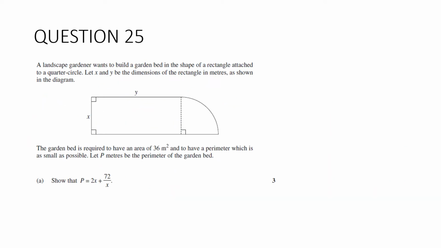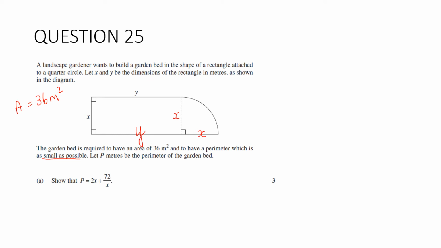Question 25. A landscape gardener wants to build a garden bed in the shape of a rectangle attached to a quarter circle. Let x and y be the dimensions of the rectangle in meters as shown in the diagram. The garden bed is required to have an area of 36 meters squared, and the perimeter is to be as small as possible. Show that P is equal to 2x plus 72 on x.